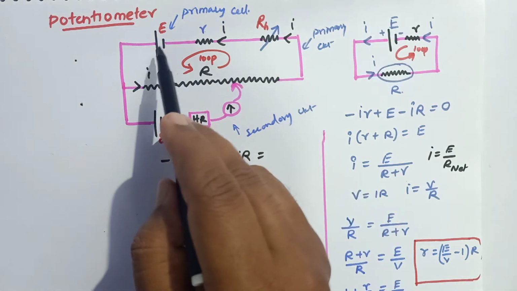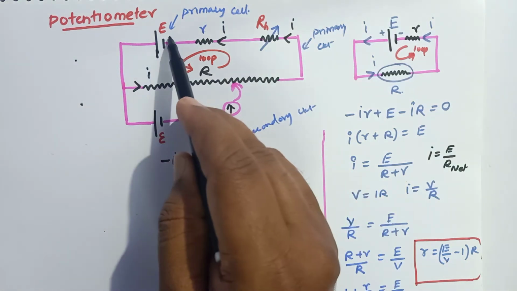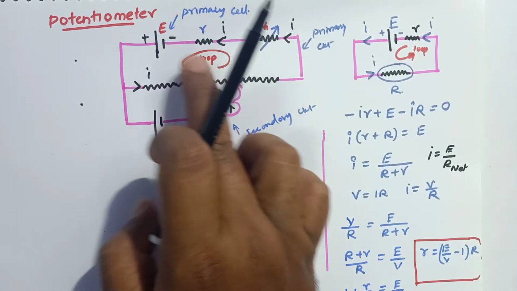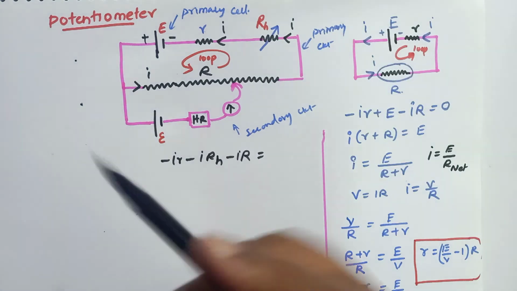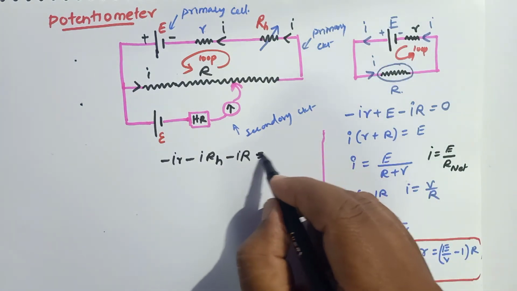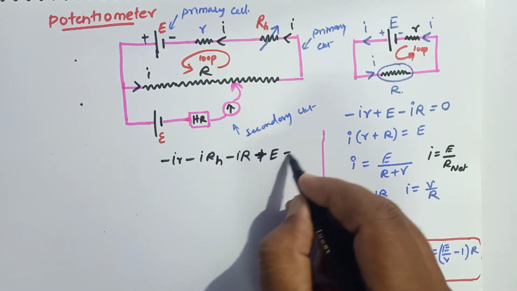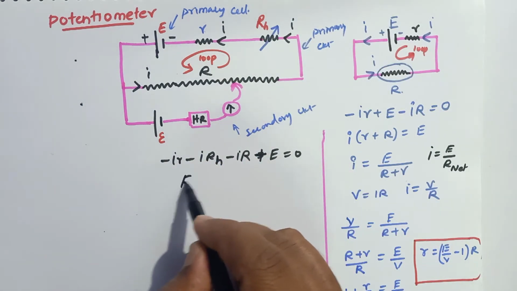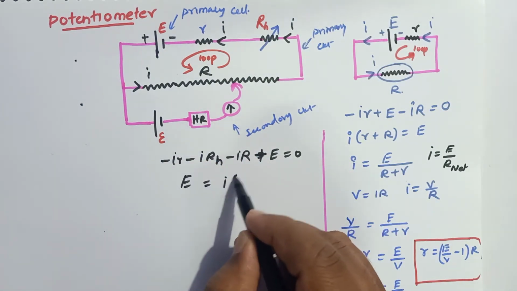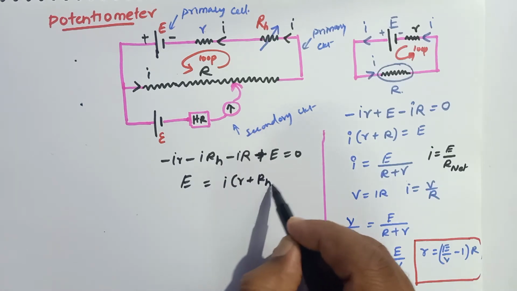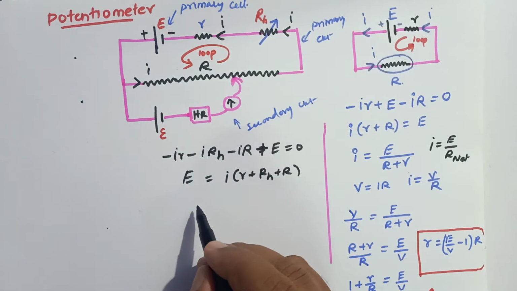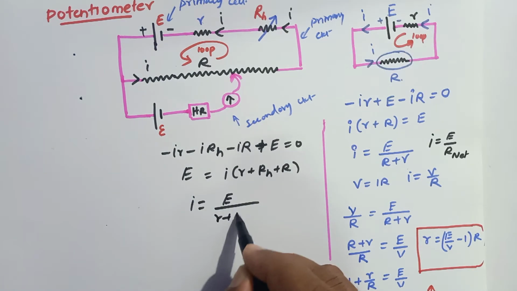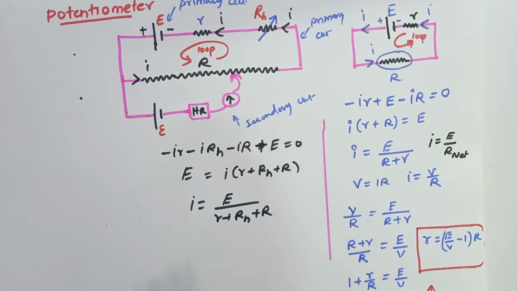And here if you imagine the EMF, this is minus and this is going to be plus here. So the loop is traveling from lower to higher. Lower to higher is considered to be positive, so you can write plus E, which is equal to 0. If you send all this to the right side, you get E is equal to I, if you take common, small r plus RH plus capital R. So in this way you get I is equal to E by small r plus RH plus capital R.